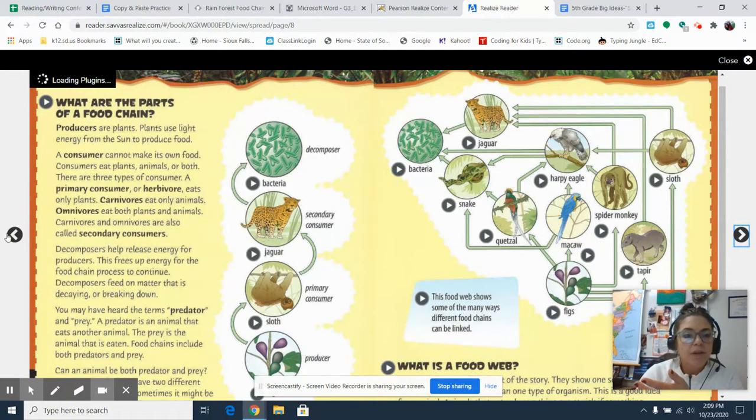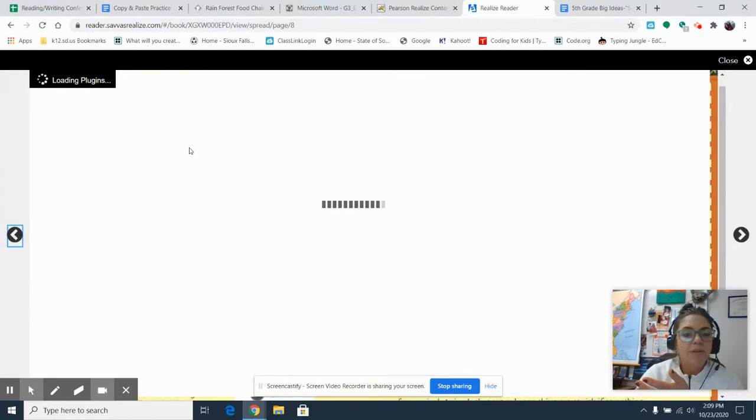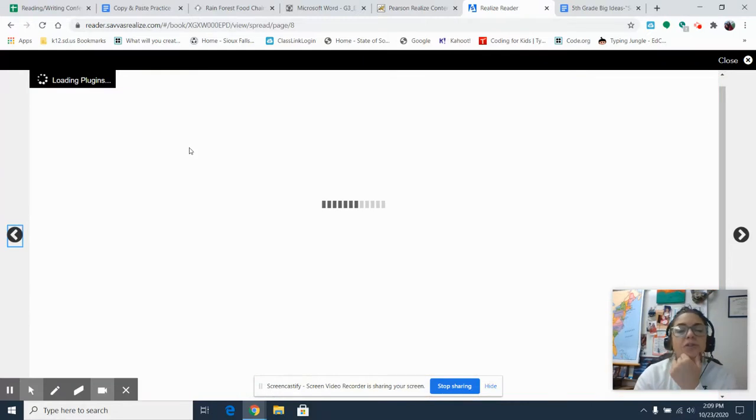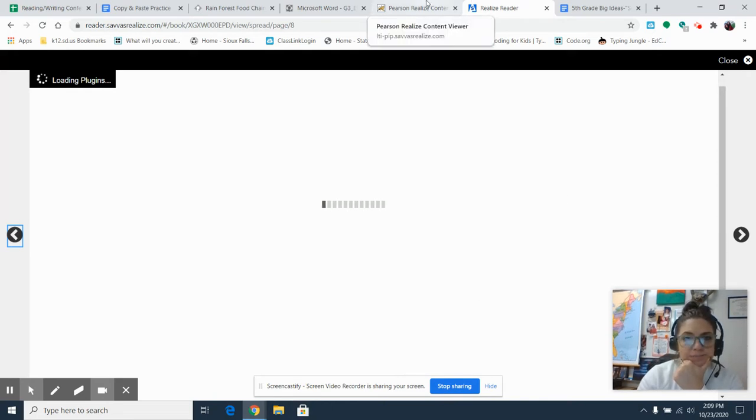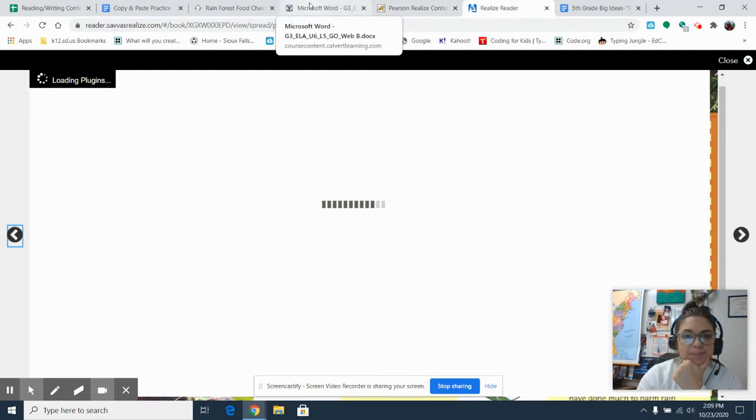So, I'm sorry. I got that first information from this first page. I was on my next page. But I would just stop after each section and try to complete one of those circles to figure out the main idea.